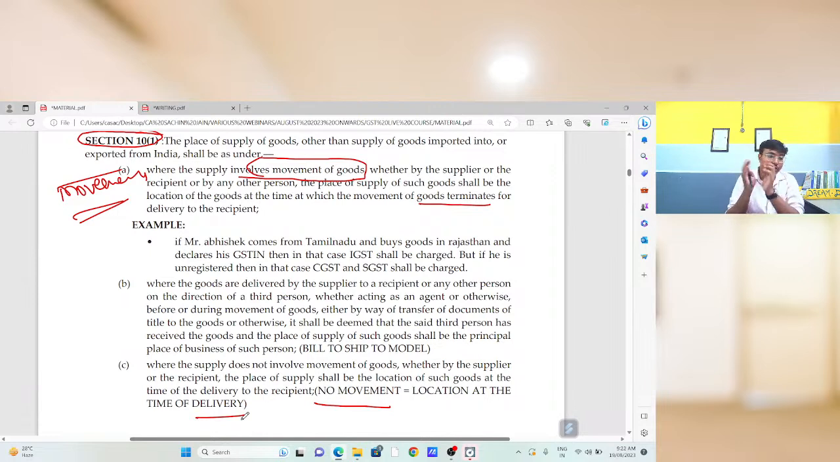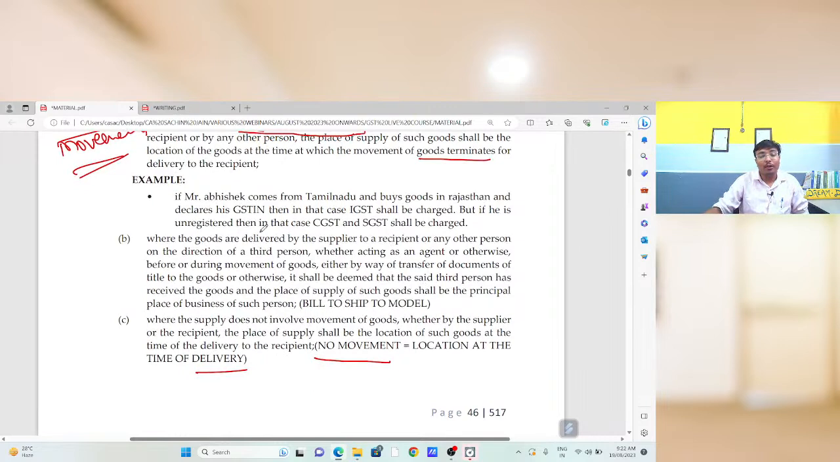In that case, suppose after checking that particular product, Mr. X approves it. At the time of invoicing, or when I am going to report the same in my GSTR1 return, at that time there will be no movement. So in this situation, the place of supply will be the location at the time of delivery. That means when I prepare the invoice and report the same in my GSTR return, at that time, whatever the location of the particular goods is, that will be treated as place of supply. So completely there are three situations.